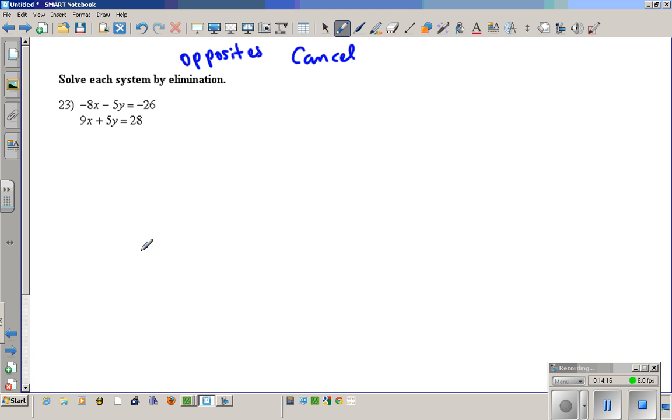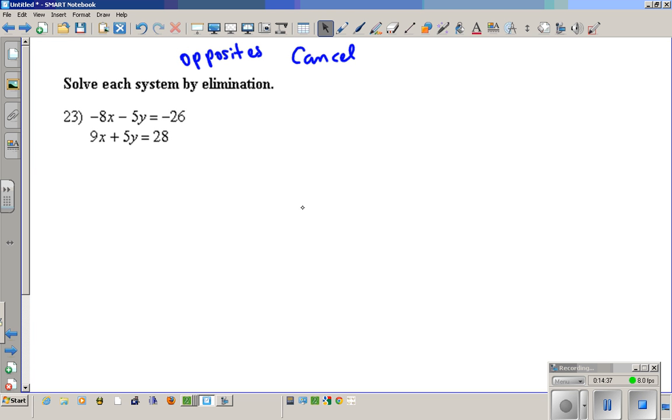So let's take a look at number 23. This is equation 1, and this is equation 2. Let's take a look at it closely first. Do we see any opposites here? So when I say opposites, you look at the x's and then the y's and ask yourself, are the x's opposites or are the y's opposites? So what I'm asking is, what's the opposite of -8? 8, right? Is this 8? No, so the x's are not opposites. How about y's? What's the opposite of -5? +5. So the y's are opposites.